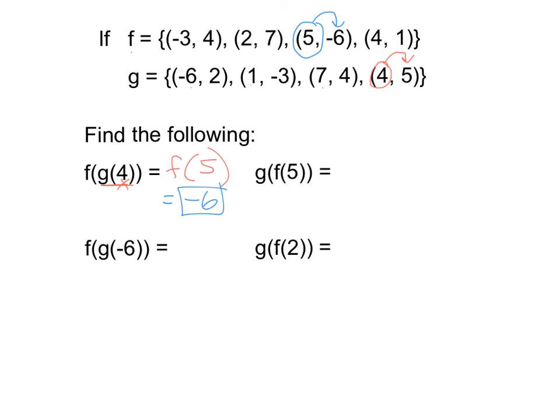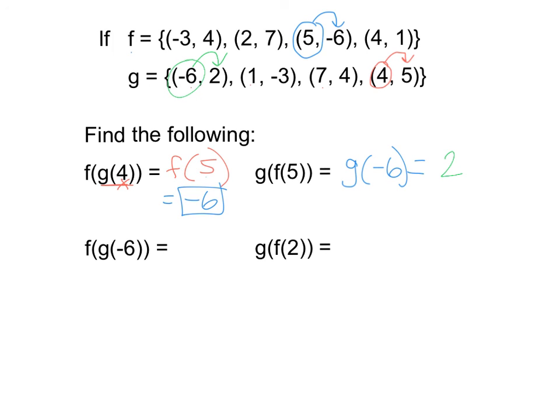All right, I'm going to do one more for you. f of 5, so I'm going to start here, f of 5. So I go up to f, look for the x value 5. That's my -6. So I'm going to plug that into g. So g of -6 equals, go to g, look for -6, I get 2. g of -6, my y value is 2.